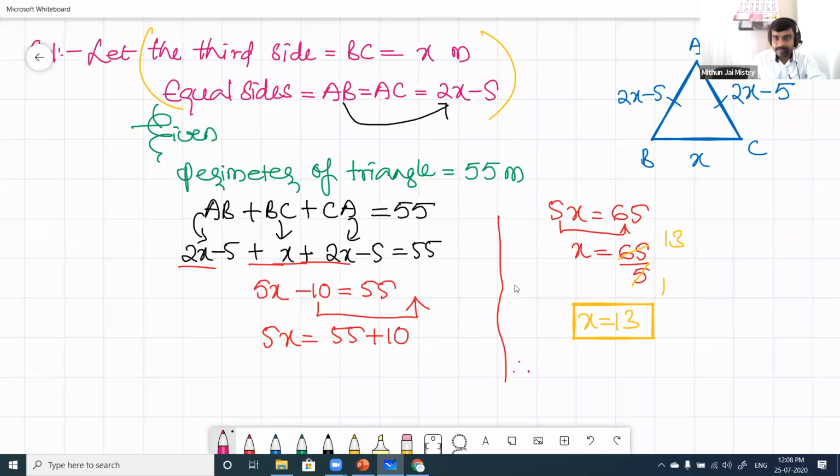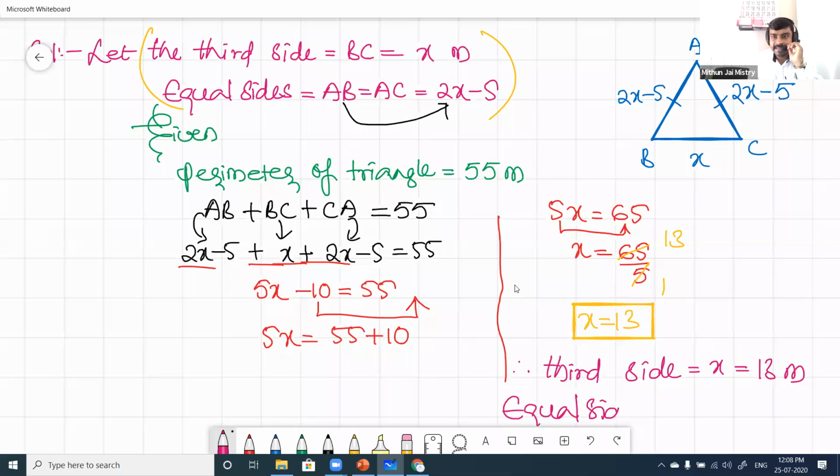We are going to write like this. Therefore, the third side of the triangle we took as x, and now that x is 13 meters, right? And then we took the equal sides as 2x minus 5. As we got the value of x, you can substitute 2 into 13 minus 5. That is 2 into 13 is 26. 26 minus 5 will be 21 meters, right?